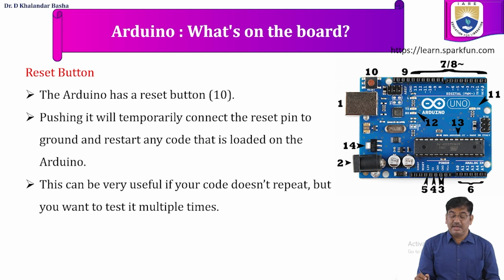Next we have a reset pin. The Arduino has a reset button, which is labeled as 10. Pushing it will temporarily connect the reset pin to the ground and restart any code that is loaded on the Arduino. This can be very useful if your code does not repeat but you want to test it multiple times.